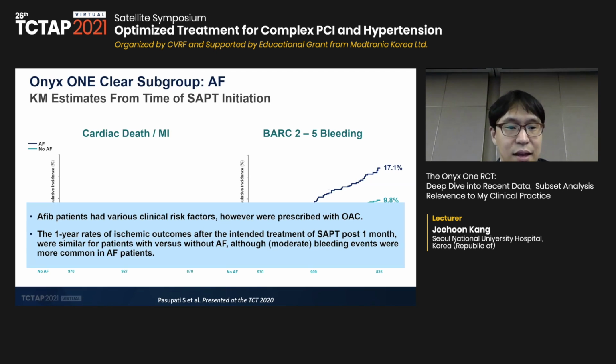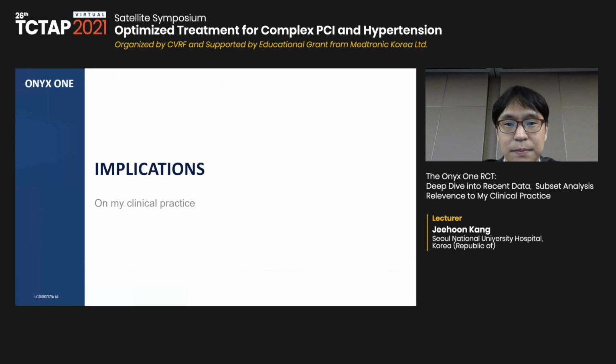So as we can see, the AFib patients have fewer clinical risk factors. However, they are prescribed more oral anticoagulants, and this was a factor that made the AFib population a high bleeding risk population. In 1-year outcomes, there was no difference in ischemic outcomes between the AFib and non-AFib populations. However, the bleeding outcomes were higher in the AFib population, probably associated with the oral anticoagulants.